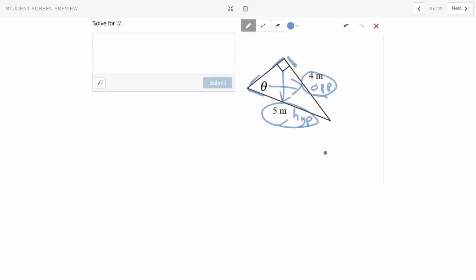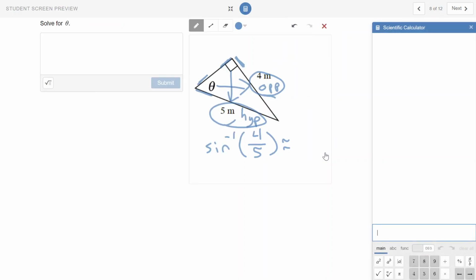All right, so like we said, it'll be sine inverse because we're typing in the ratio to get the angle. Opposite on top, 4. Hypotenuse on the bottom, that is 5. And open up our calculator. Go to the function menu to get our inverse sine. Then we'll type in 4 over 5. Back to the main menu to get those numbers available. We got 53.13 degrees.